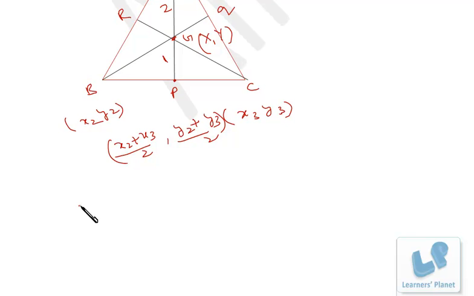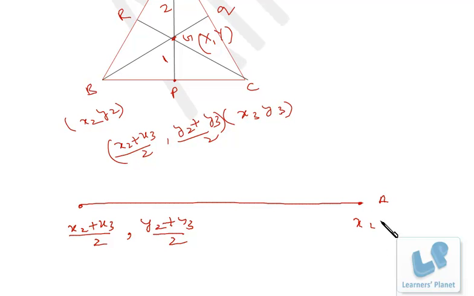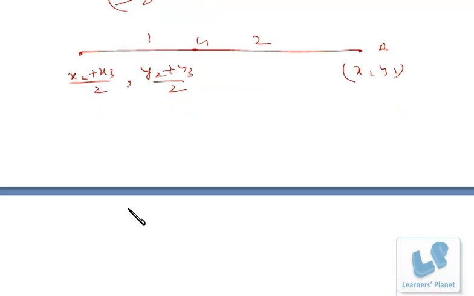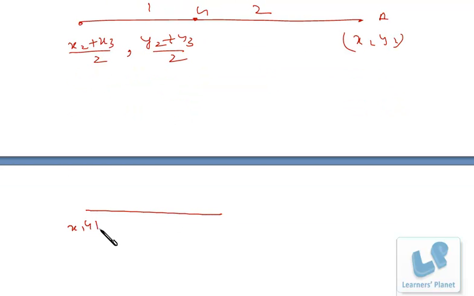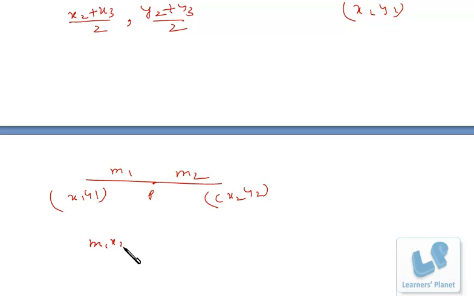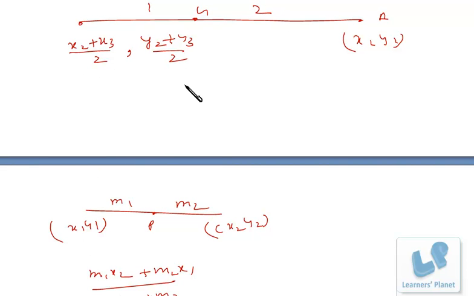So this point P is x2 plus x3 by 2 and y2 plus y3 by 2, and this point A is x1 and y1. We have to find out the coordinate of G that divides this line in the ratio 1:2, right? Now we can directly use section formula. What was the section formula? If the coordinate of this point is x1, y1 and this is x2, y2, and this may be any point that distributes in the ratio m1:m2, so that is m1 x2 plus m2 x1 by m1 plus m2, right? Here m1 and m2 are 1 and 2, and x1 y1 is this and x2 y2 is this. Okay, so we directly use the section formula over here.